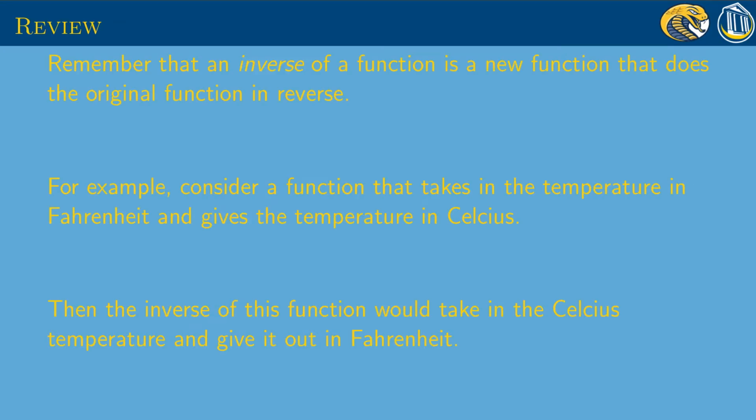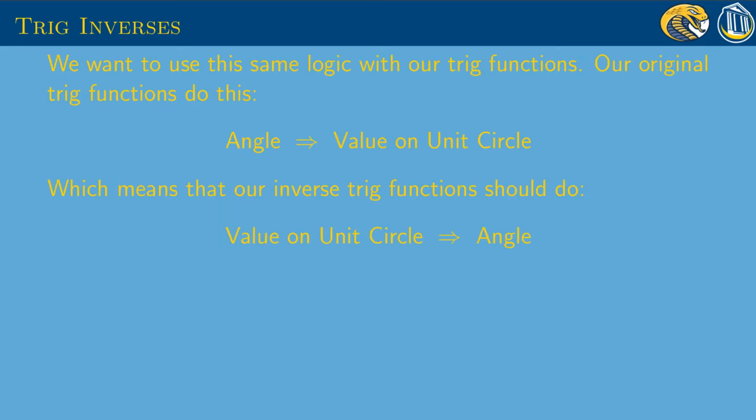Remember that an inverse of a function is a new function that undoes the original. For example, if we have a function that takes the temperature in Fahrenheit and converts it to Celsius, the inverse of this would take a temperature in Celsius and convert it to Fahrenheit. It undoes the original. We can use the same logic with our trig functions.